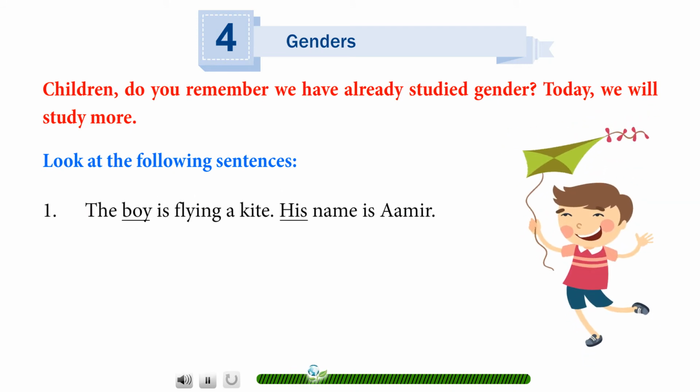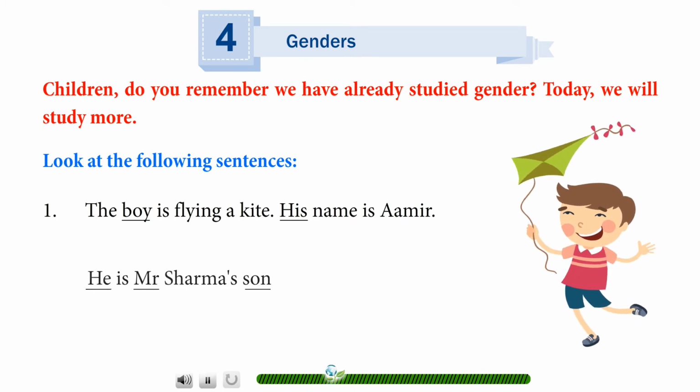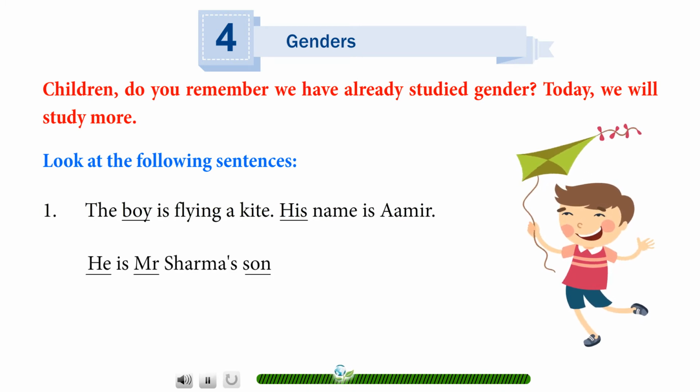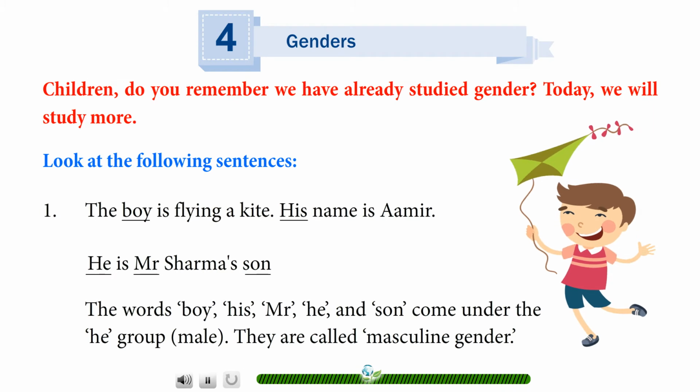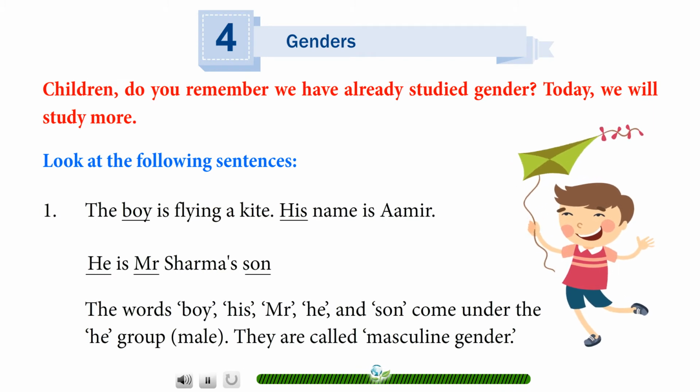1. The boy is flying a kite. His name is Amir. He is Mr. Sharma's son. The words boy, his, Mr., he and son come under the he group, male. They are called masculine gender.